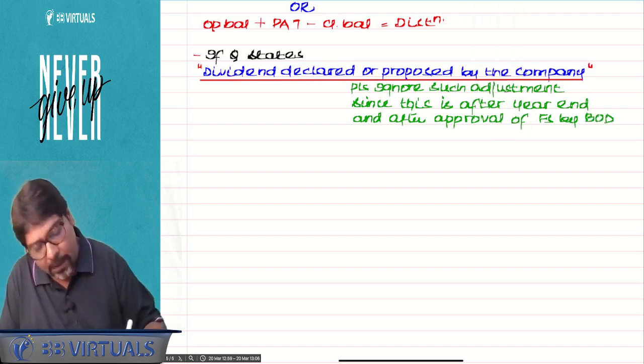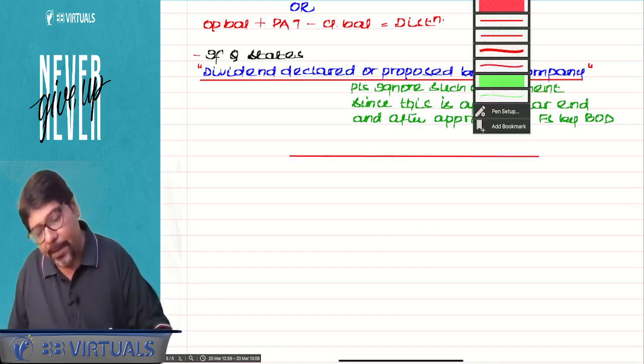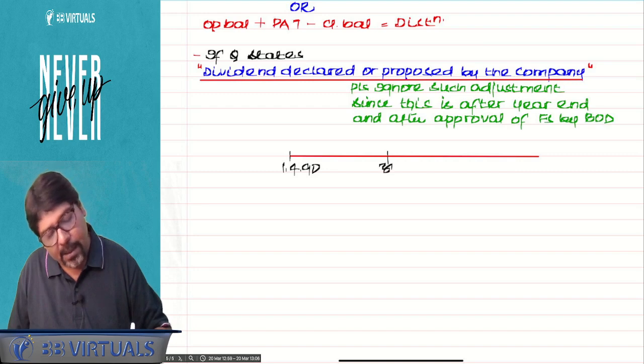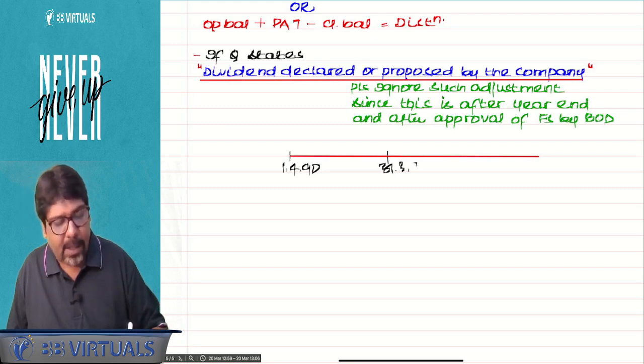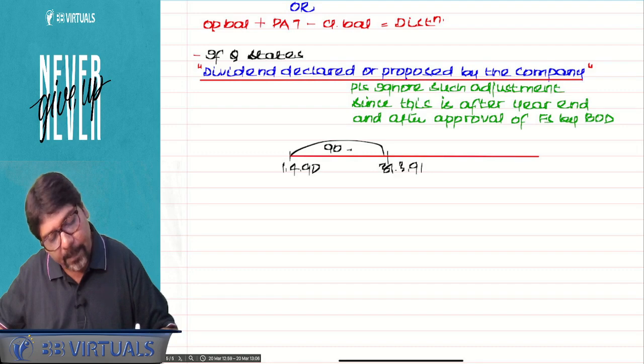Sir, what does this mean, sir? Suppose chartered, this is your year. Your year starts on 1st April 90, and 31st March 91 your year ended. So this is your 1991.